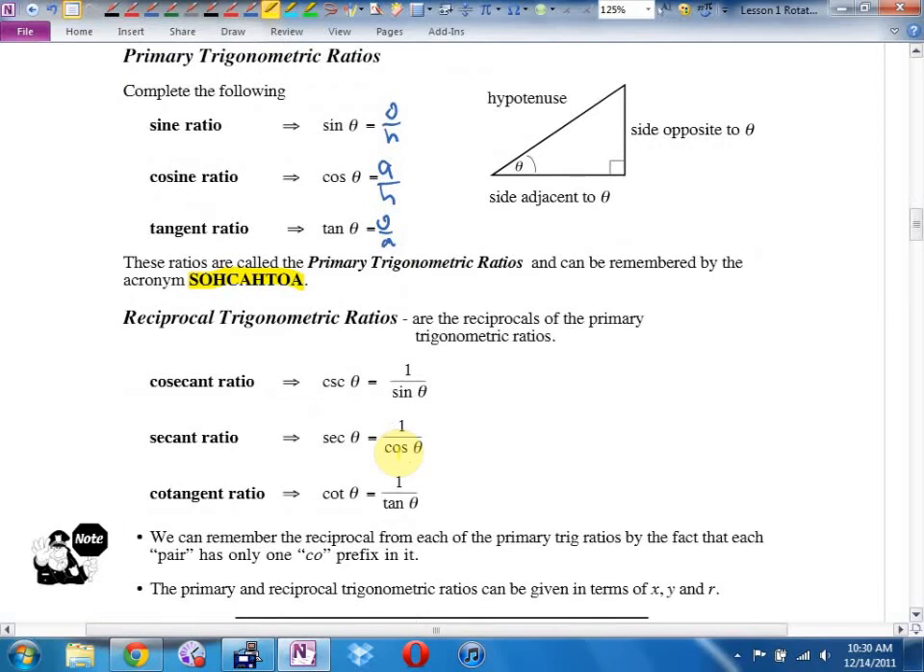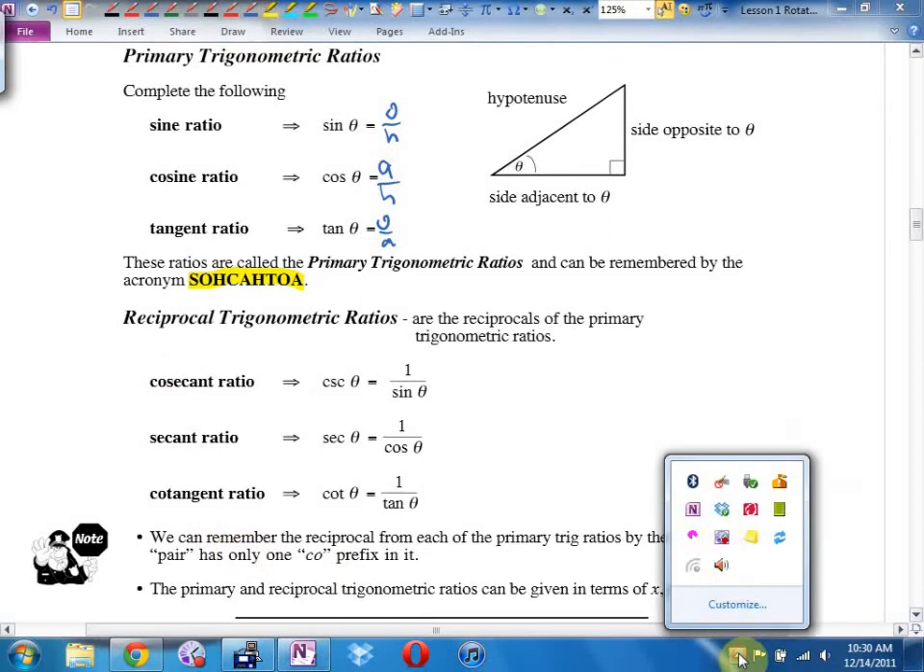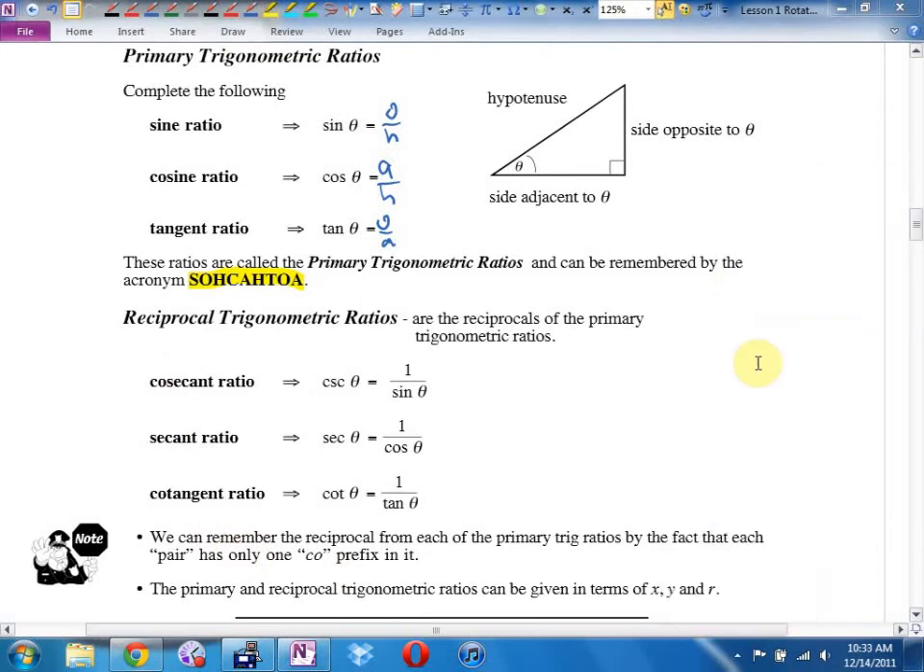There's something called the reciprocal trig ratios. The reciprocal trig ratios are cosecant, secant, and cotangent. We'll pause for a second. So let's keep going. The reciprocal trig ratios are cosecant, secant, and cotangent. And they're actually easy to remember. It sounds confusing, it's not. Cosecant is the reciprocal of sine. It's 1 over sine. So if sine is opposite over hypotenuse, what's cosecant? Hypotenuse over opposite.